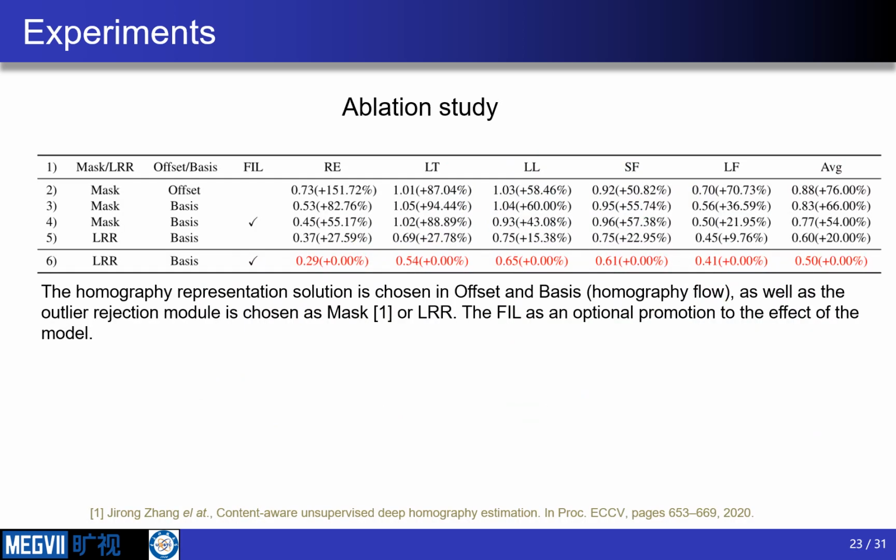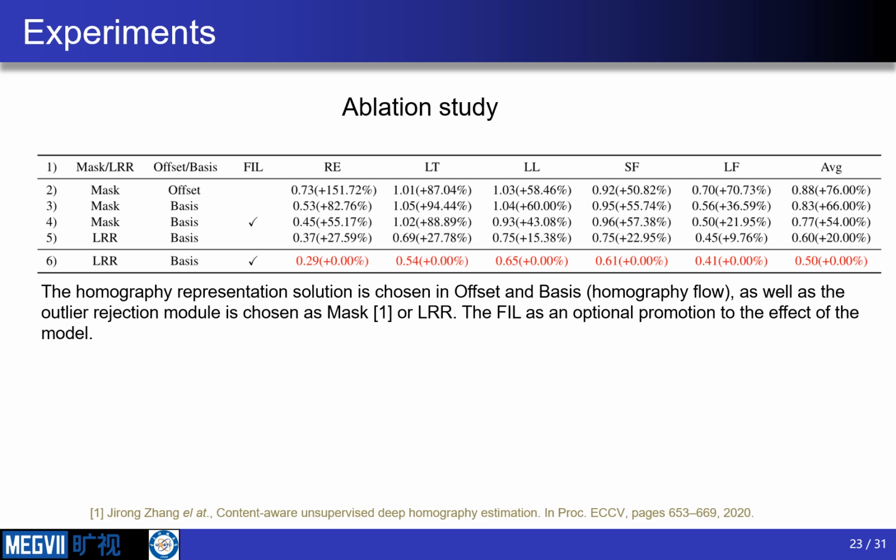Then here are some ablation analyses. The third row of the table shows the result of Zhang's network adopting homography flow representation with mask outlier removal and achieving a lower average error. As for the FIL, it further enhances the network performance as shown in the fourth row. When bases and FIL are introduced in our specially designed network which is equipped with LRR, the network performance has been improved more significantly.